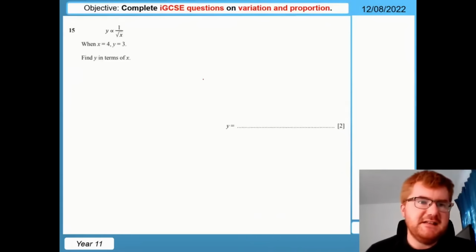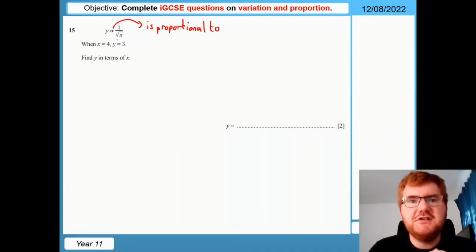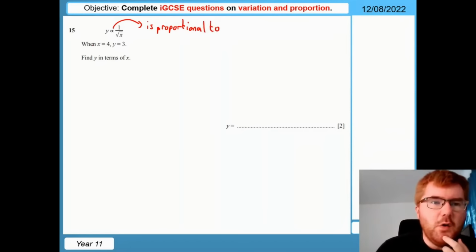Question 15. This is a paper 2 question here. So y is proportional to, remember this weird fish symbol means is proportional to. So that's important to remember for many of these questions. And we're told what we call initial conditions. So when x is equal to 4, y is equal to 3, and then find y in terms of x. So first thing we're going to do is take our proportionality statement, with the weird fish symbol in there, and then change that into an equation.